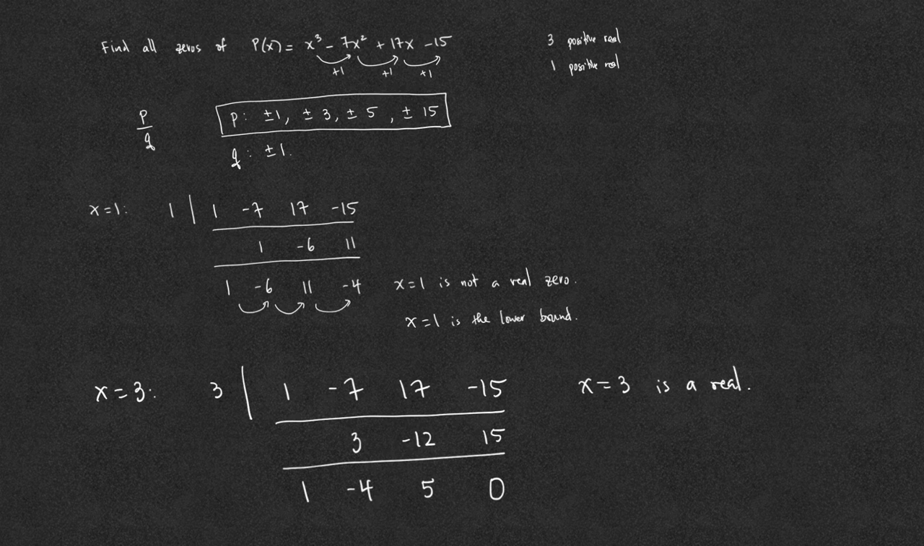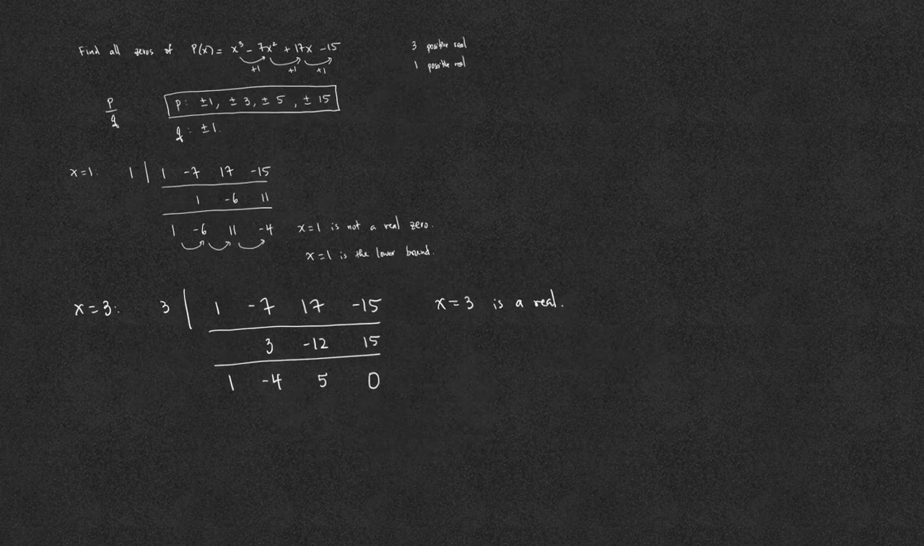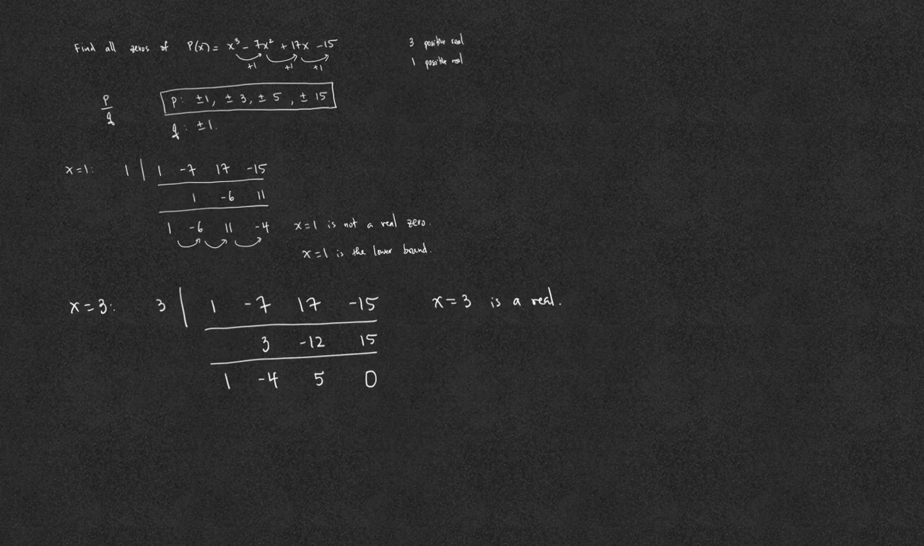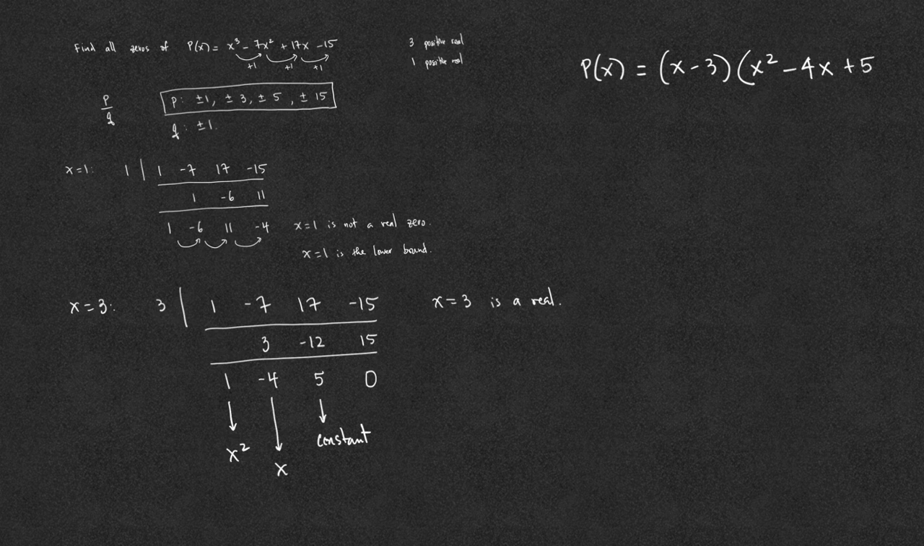This allows us to write the polynomial in factored form, with x minus 3 being the linear factor. The remainder is 0, and so the last number on the right-hand side is the constant coefficient of the quotient. The number to the left of it is the coefficient of x, and the number to the left of that is the coefficient of x squared for the quotient. And so p of x is x minus 3 times x squared minus 4x plus 5.